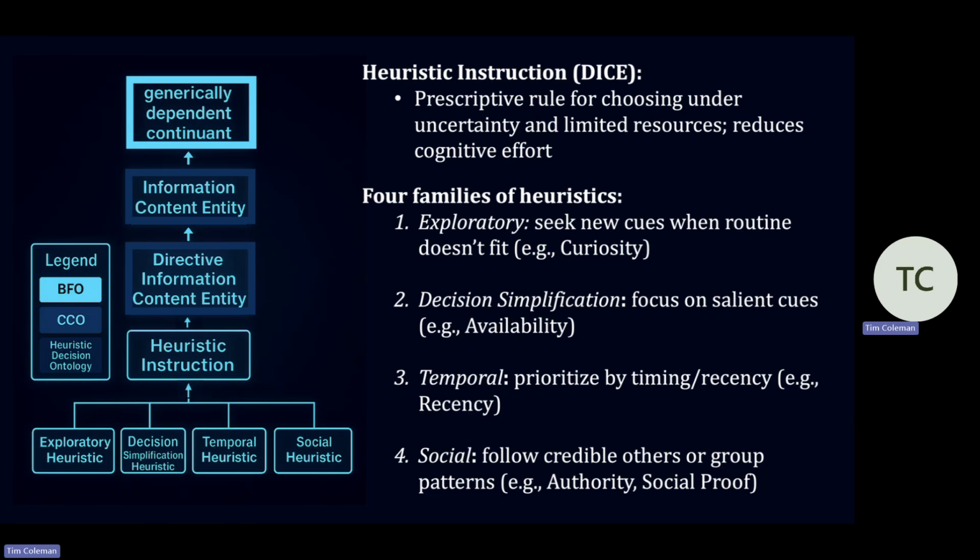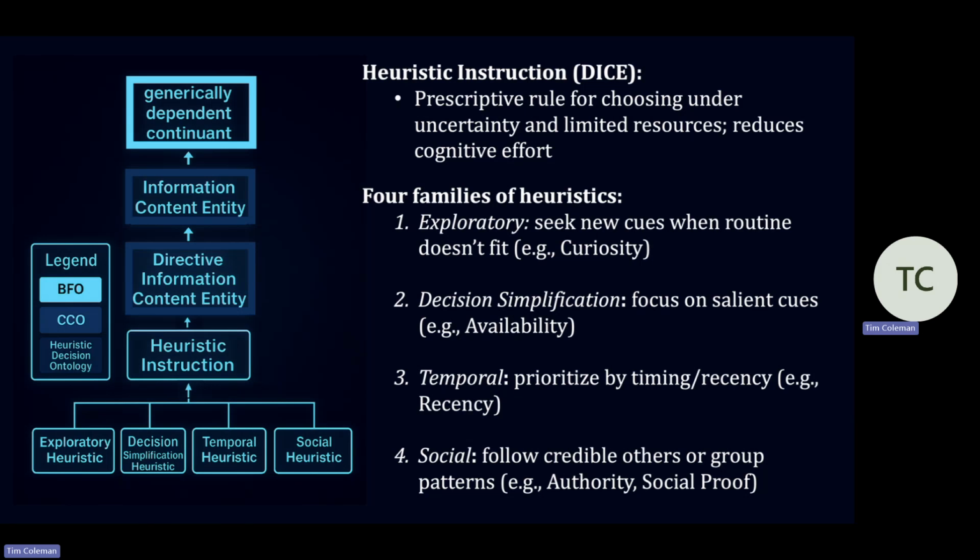Now, we've organized these instructions into four main families, each representing a distinctive way that heuristics shape decision-making. Exploratory heuristics. These are about seeking new cues when the usual routine doesn't fit. Decision simplification heuristics. These are the most familiar. They reduce complexity by focusing on salient cues. Examples include the availability heuristic, relying on what comes to mind most easily, or the anchoring heuristic, starting from an initial reference point and adjusting from there. We also include related forms like recognition, default, effort, and representativeness heuristics.